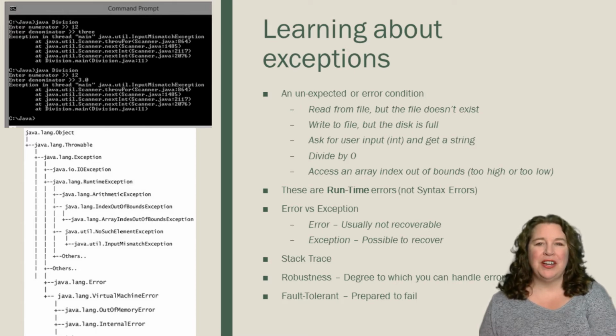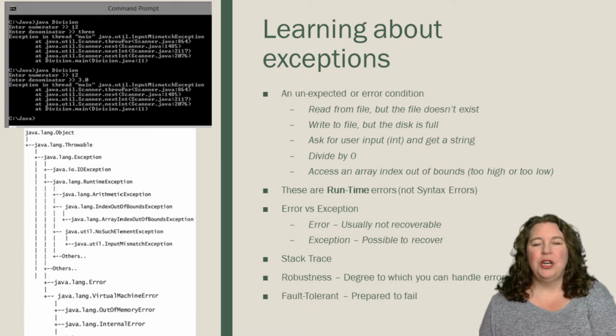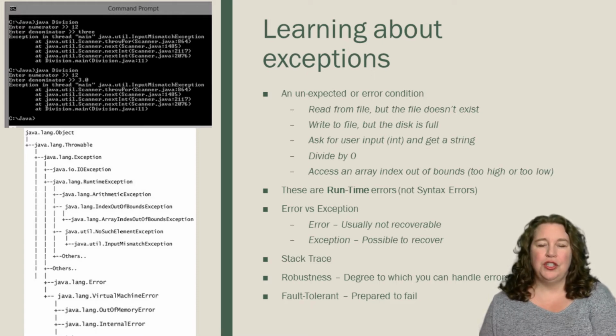So this is where you try to read from a file, but the file doesn't exist. You try to write to a file, but the disk is full. You ask for user input, and they give you the wrong information. The dreaded divide by zero, or, I'm sure all of you have seen at some point, the index out of bounds error. These are error conditions or unexpected conditions. You don't expect your users to do this. However, because we realize in reality people don't always do what they're told, sometimes this is going to happen.